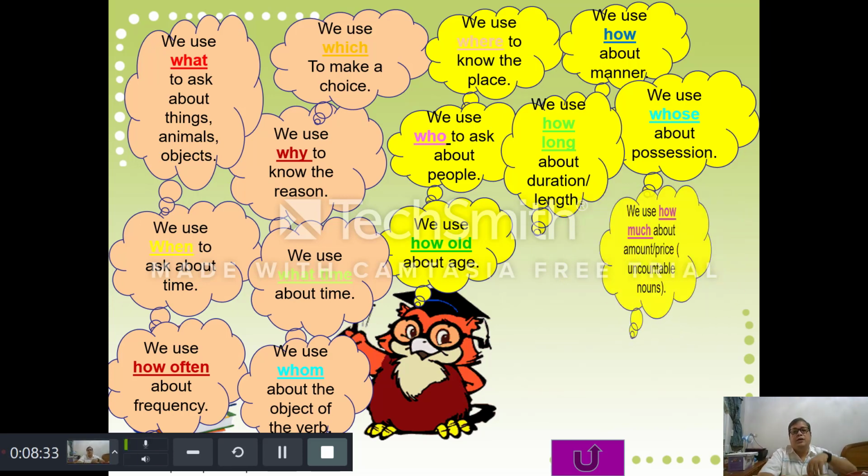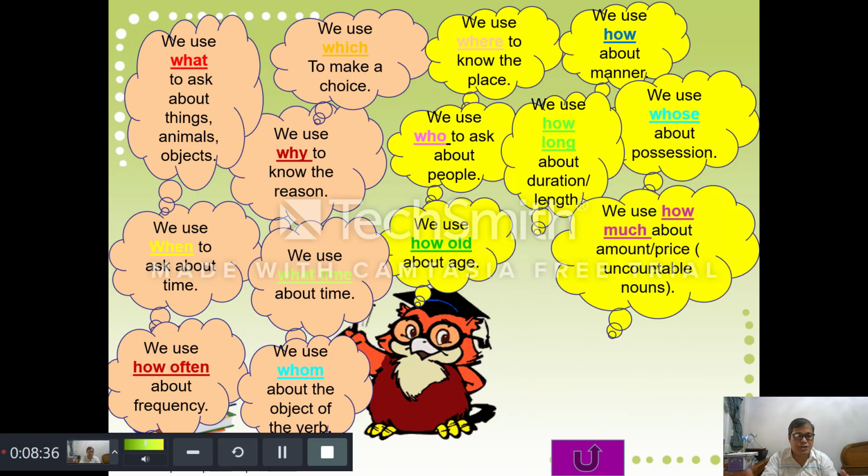The next, we use how much when we talk about the price, the amount, and also uncountable. Uncountable means you can't count. Like, how much water do you drink? How much rice do we eat? Can we count water? Of course not. Can we count rice? Probably like pieces by pieces, but a lot. It will take you a year to finish counting. So those things we can't count, we say how much. But the things that we can count, we say how many.